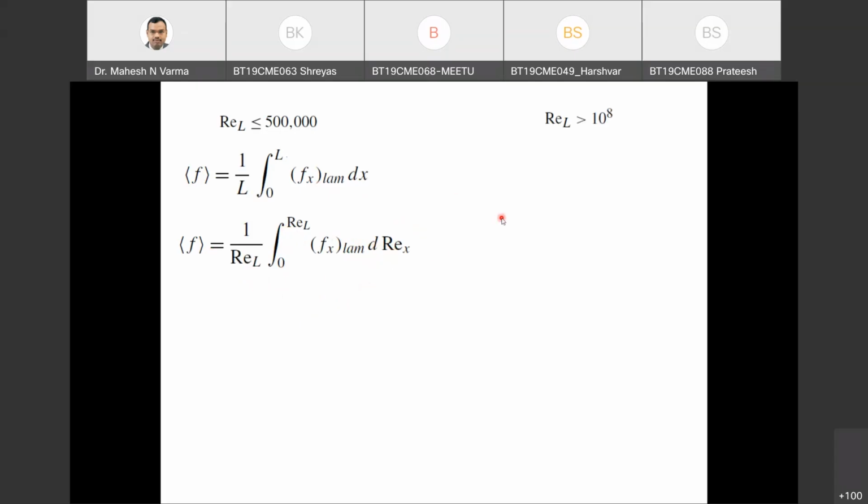If the Reynolds number is greater than 10 raised to 8, certainly laminar flow will be there over a plate, but I can neglect this. You can see the order of magnitude, 500,000 and 10 raised to 8. The final value of Reynolds number is almost fourfold greater in order of magnitude than this 500,000, so I can neglect this.